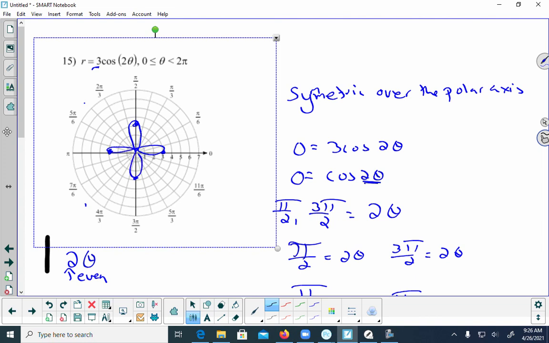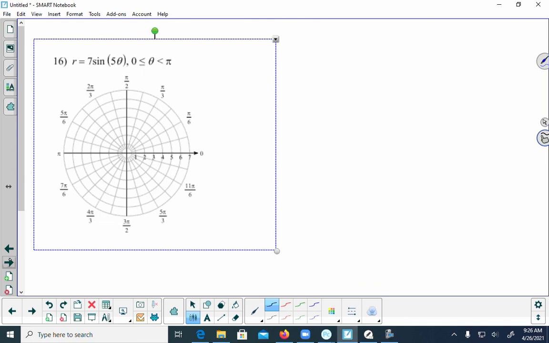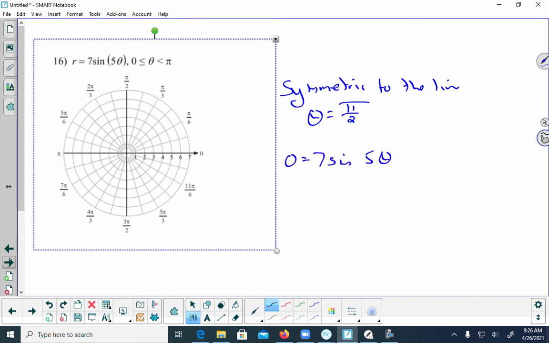Okay, moving on to the next one. Next one is a sine curve, so I know it's going to be symmetric to the line theta is equal to pi over 2. To find my zeros, I'm going to say 0 is equal to 7 times the sine of 5 theta. So 0 is equal to the sine of 5 theta.